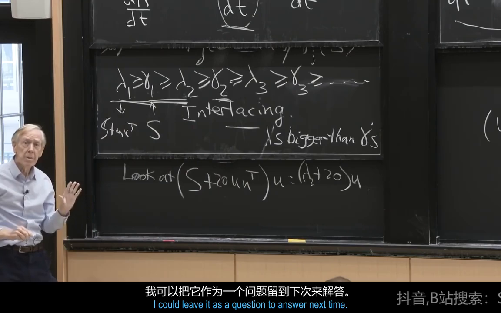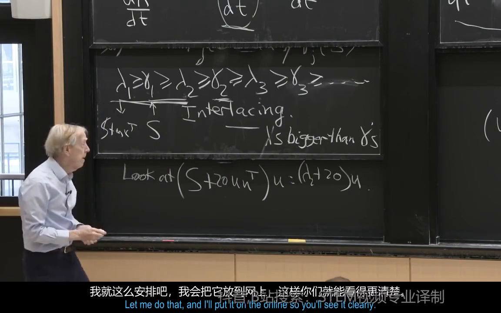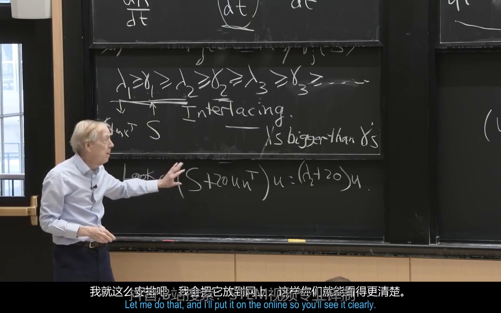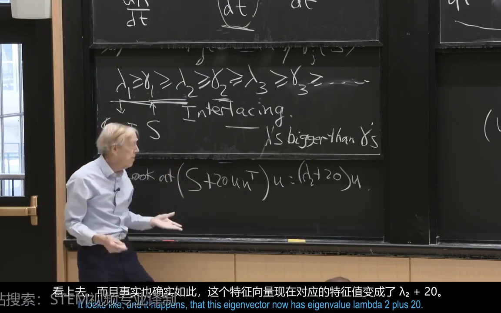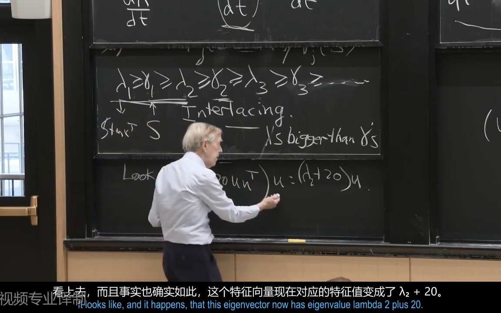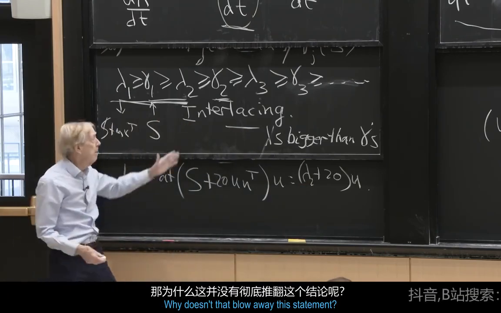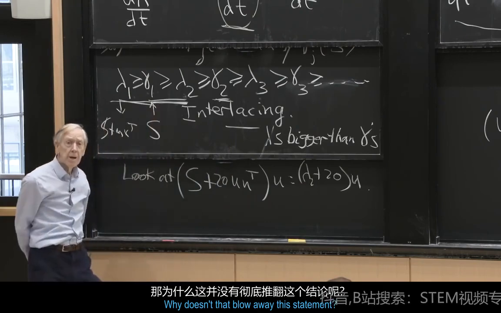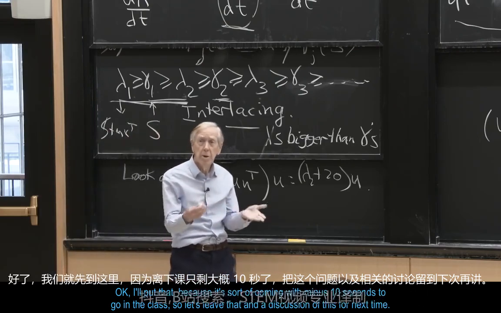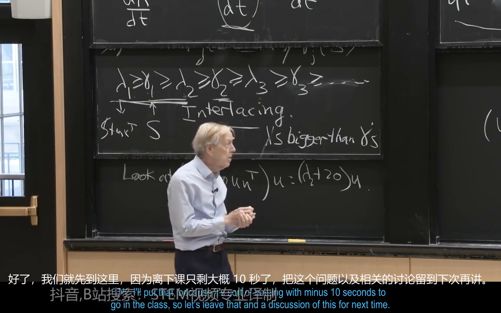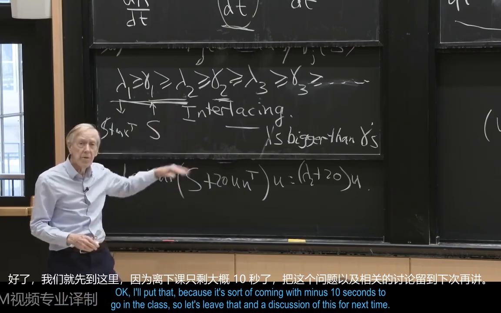I could leave it as a question to answer next time. Let me do that, and I'll put it online so you'll see it clearly. It looks like, and it happens, that this eigenvector now has eigenvalue lambda 2 plus 20. Why doesn't that blow away this statement? Okay, I'll put that because it's coming with minus 10 seconds to go in the class. So let's leave that and a discussion of this for next time.